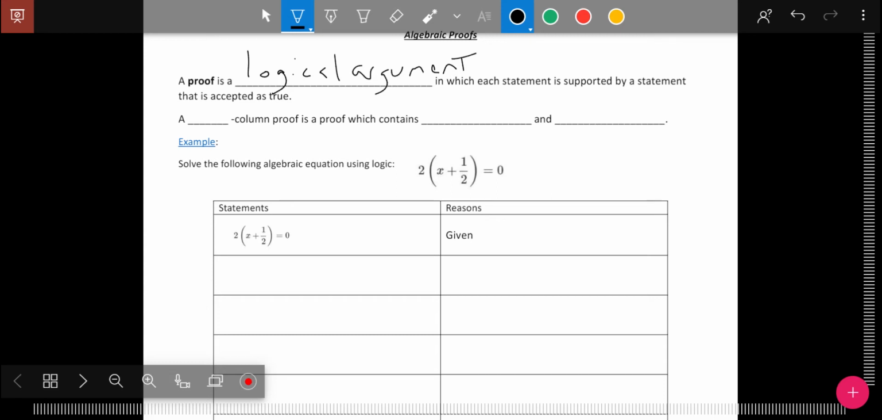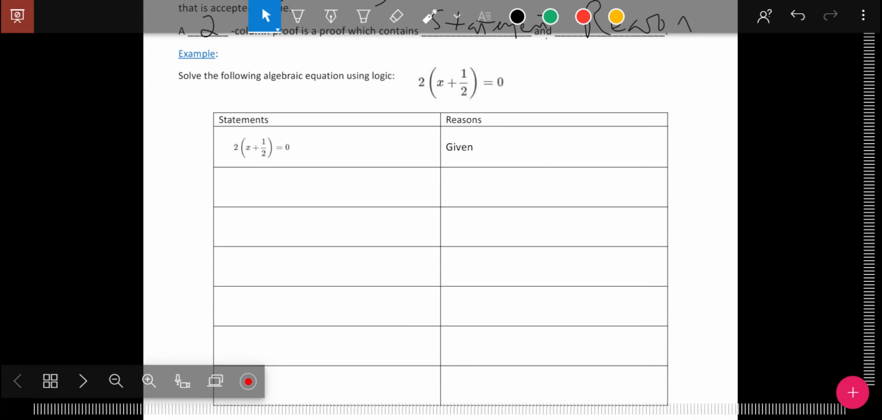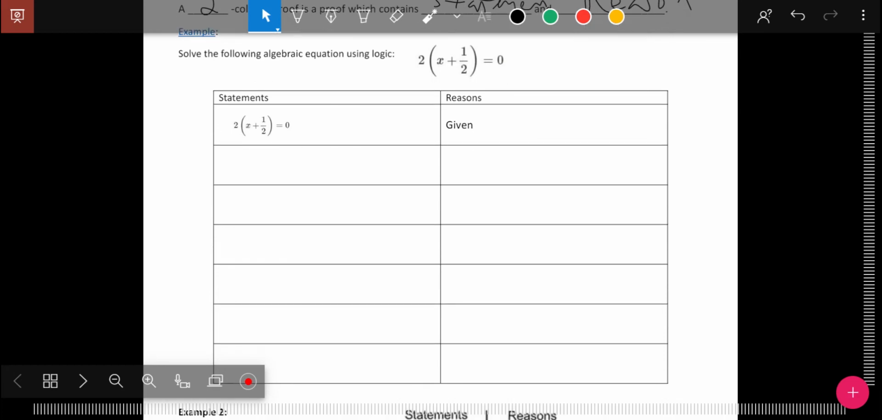A two-column proof contains a statement and a reason. We're going to use two-column proofs mostly in our class here. So we're going to solve the following example using a two-column proof. The first thing I would do when I see this problem is distribute. I distribute: 2 times x is 2x, and 2 times 1/2 is 1.